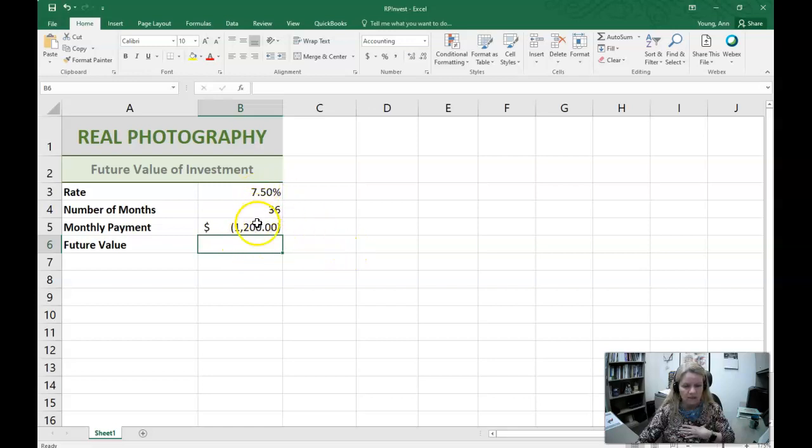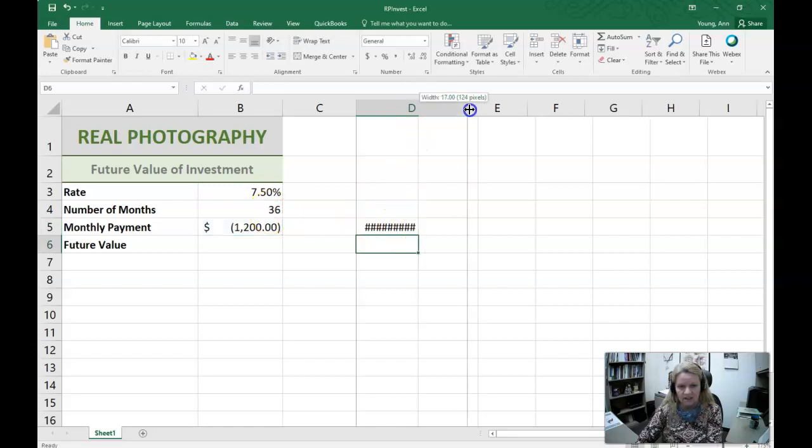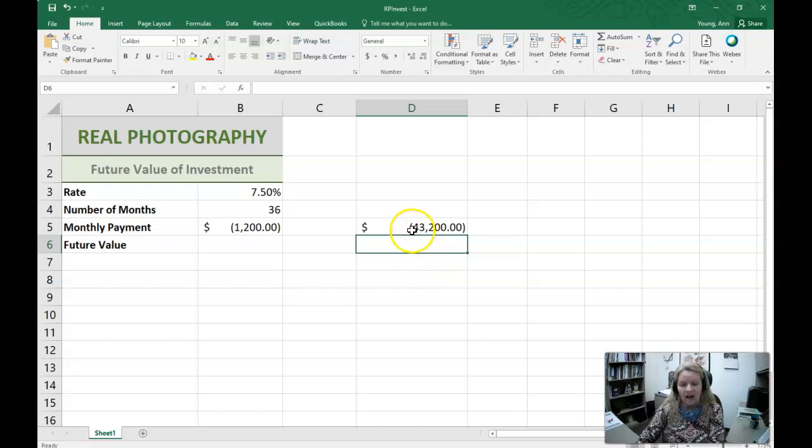So in 3 years, putting in $1,200 a month, if I just do some simple math and I say equals this multiplied by this, I would see that simply I'd have $43,000. I want to compare that to what I'd get with interest paid on that account as a future value investment. Rather than a plain old savings account, I want to invest.